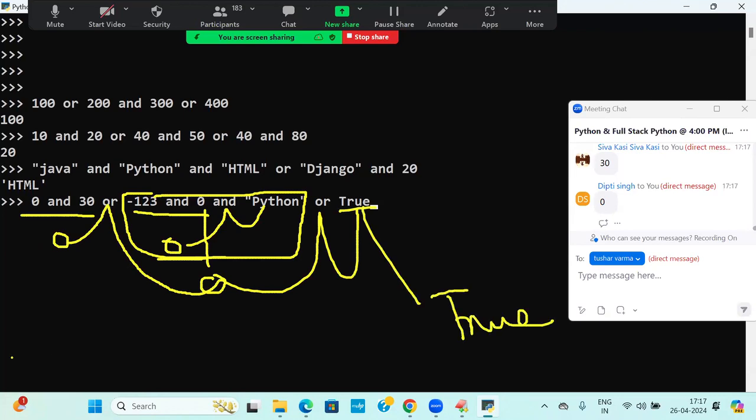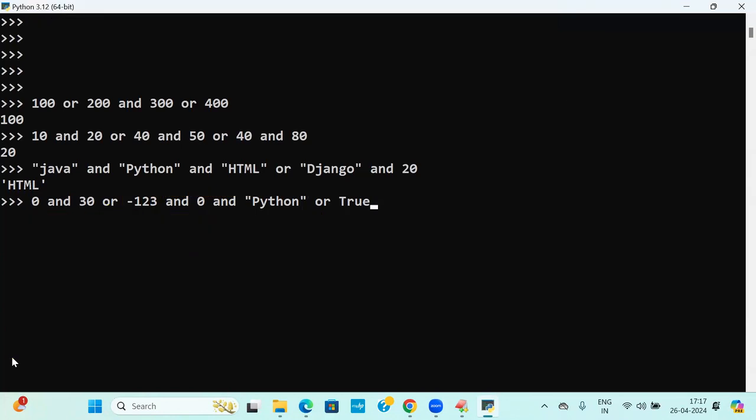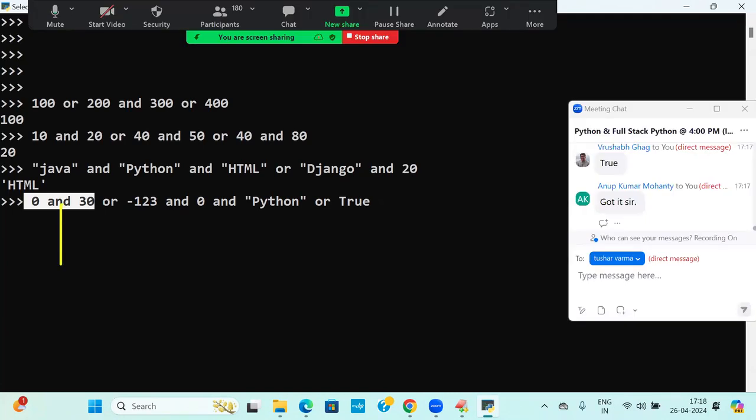Understood? Confused? No, no, Madam. Confused? Once again, no problem. You have paid fees, so you have the right to ask. Come on. 0 and 30. What is the answer? 0 or take this. I wrote this. This part you see.